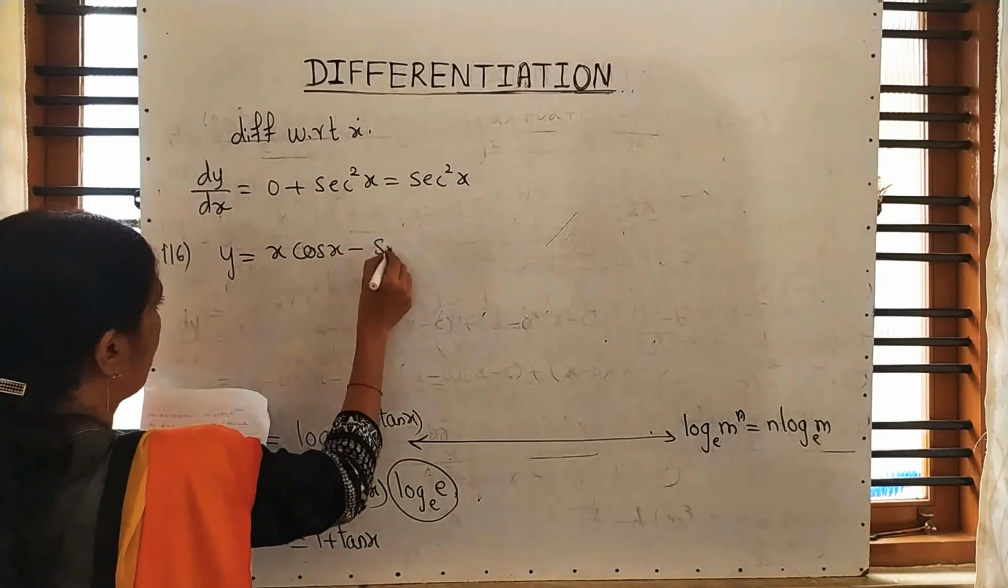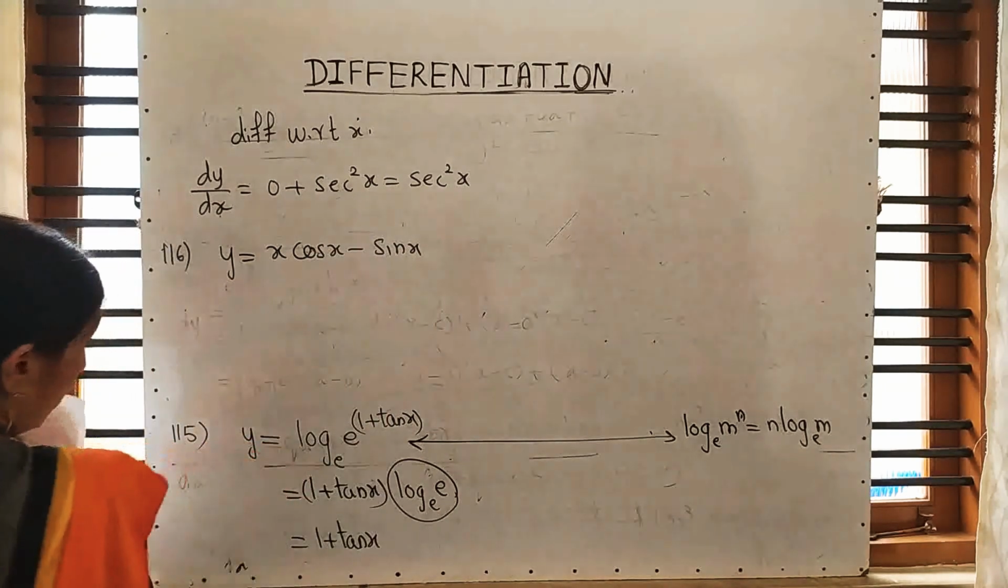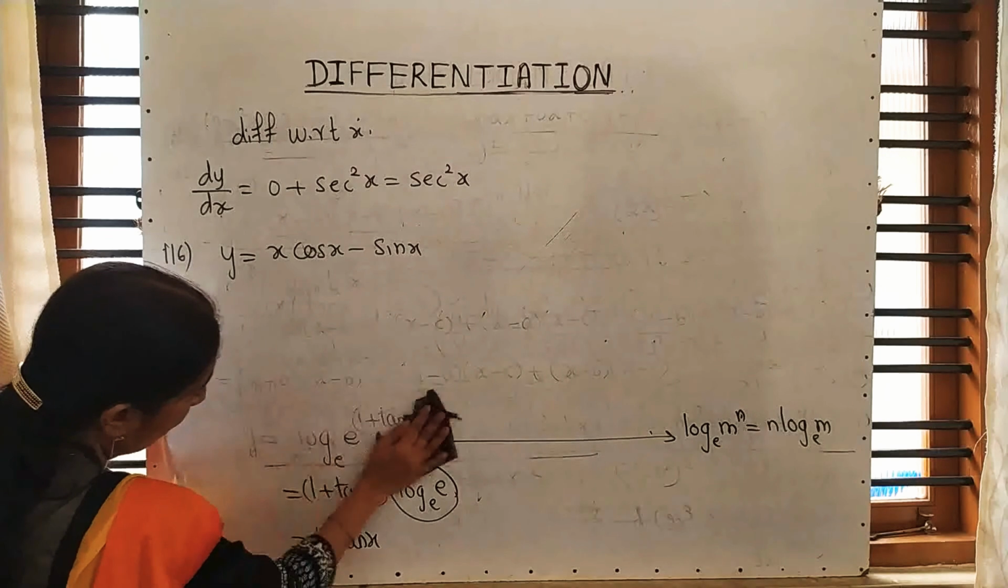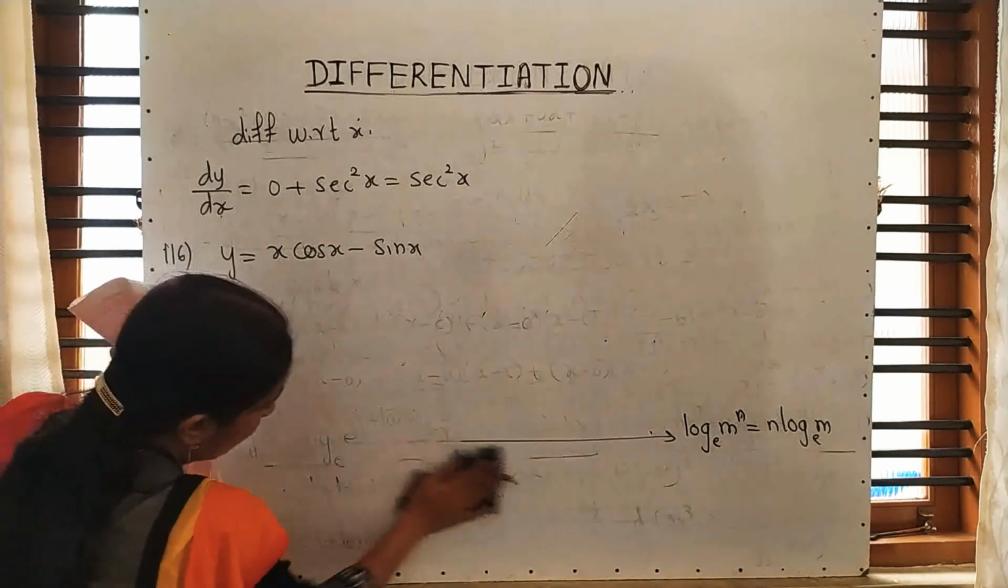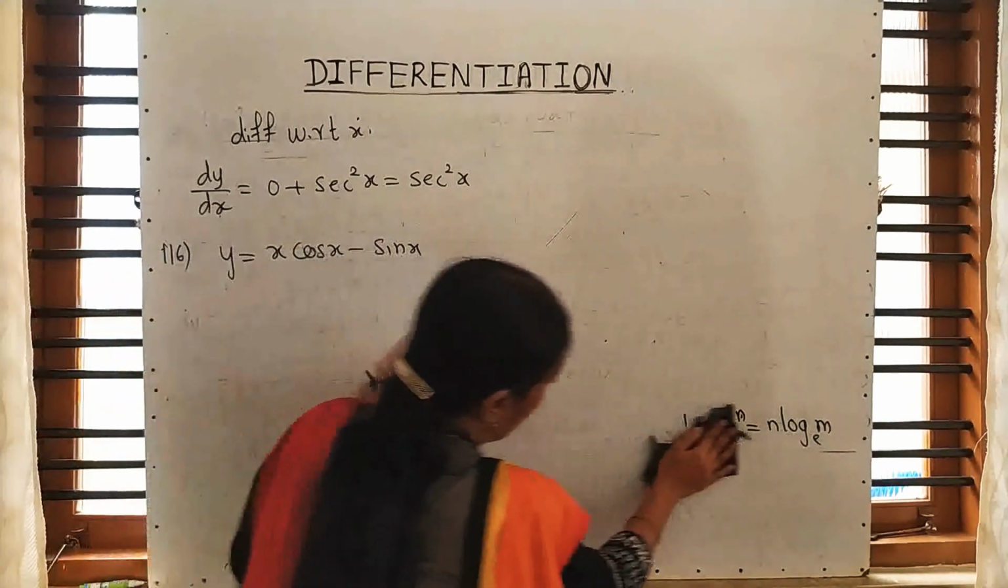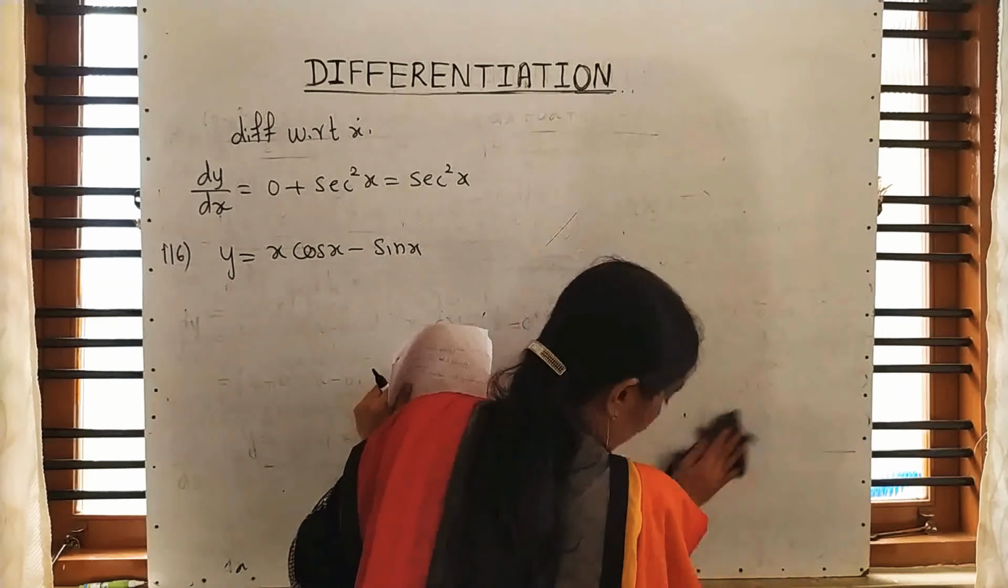x cos x minus sin x. Here I mixed all the questions. You have to identify and you have to solve. So which formula? It is very simple. U minus v, and in that only u into v.